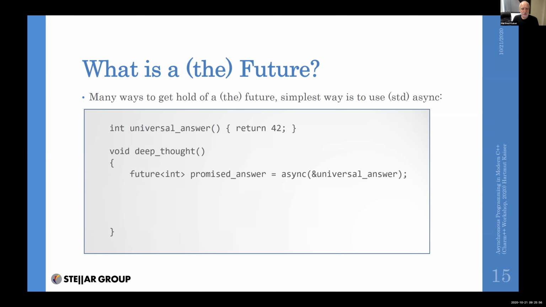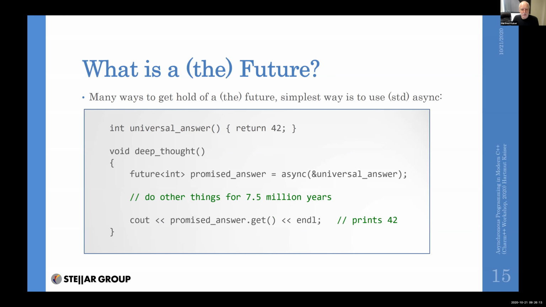And the thing that the Deep Thought computer does is use async to create a new thread to launch the universal answer function, which will start running on a separate thread. Then we can go on with our lives for said 7.5 million years. And once we are sick and tired of waiting, we call .get on the future object that was returned from async. And .get can do two things.